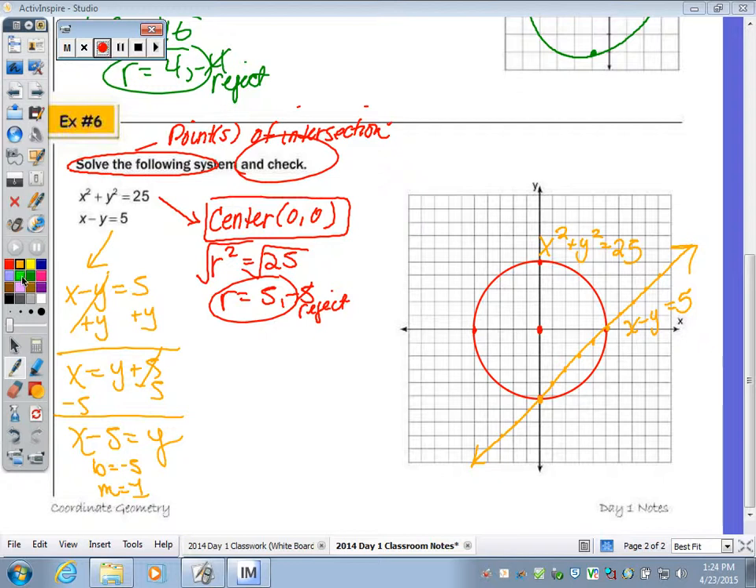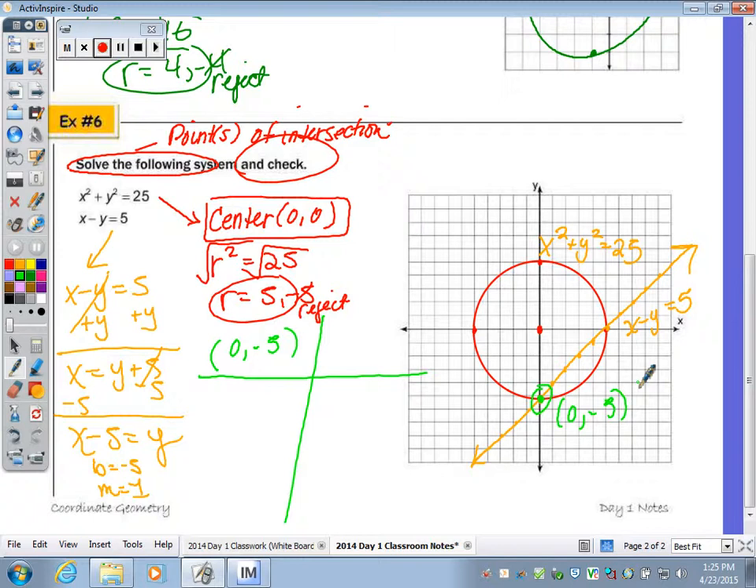All right, to finish, all I need to do is check my 2 points of intersection. I have 0, negative 5. I like to do a t-table when I check. And then we have 5, 0. So you need to check in the linear and the quadratic.